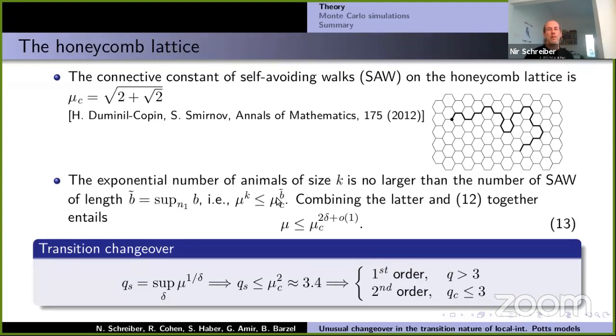You take the supremum to get the maximal boundary. And then if you plug this into this equation, you wind up with this estimate on the growth constant of these creatures. Finally, you have to take the supremum, and then you have that this Q_S is approximately 3.4, and what is important is that it is smaller than 4. So indeed, if Q is larger than 3, you have a first order transition. And in this sense, this notion of universality that would have been expected is in some sense violated. And of course, the second order transition occurs when Q_C, the maximal integer for which a transition is continuous, is no larger than 3.